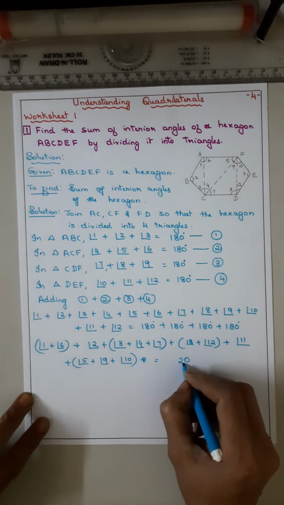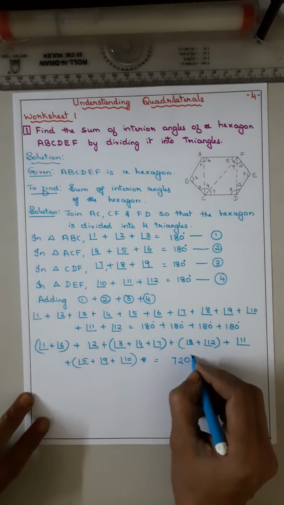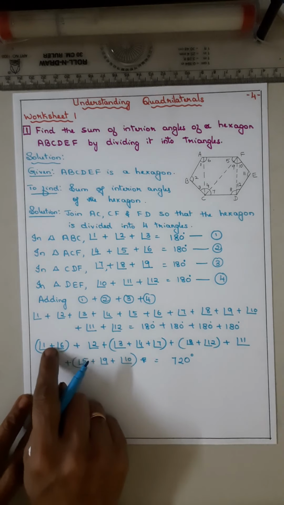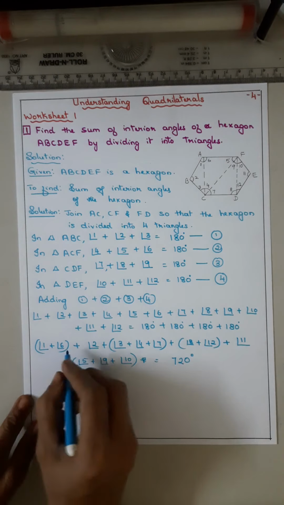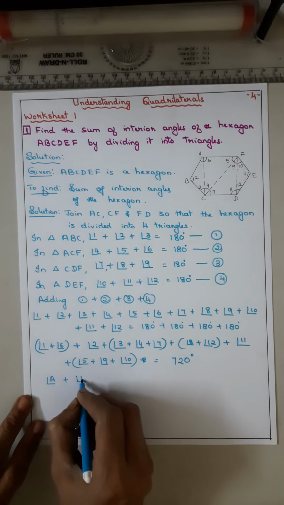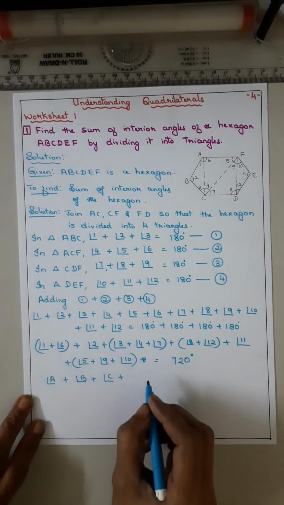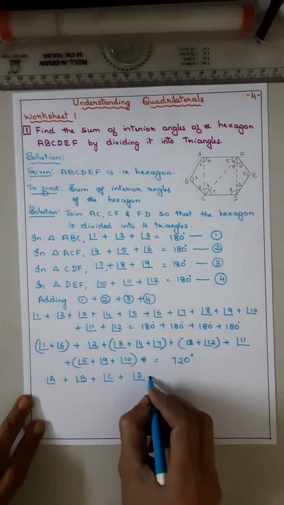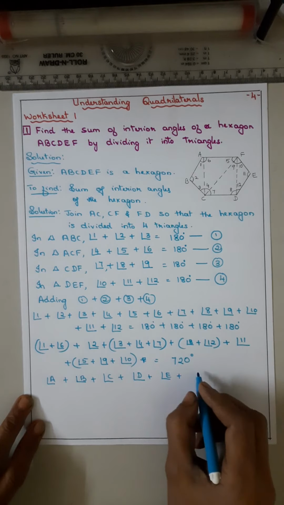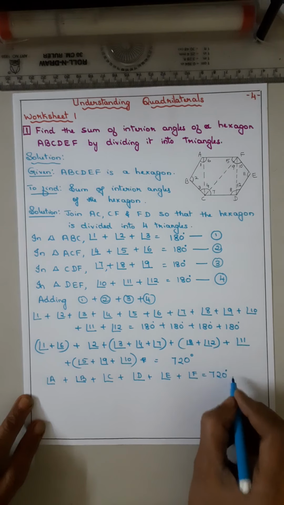4 eights are 32, 3 in hand, 4 ones are 4, plus 3 is 7. So you got 720 degrees. Now put the names. Angle 1 and 6 is angle A, angle 2 is angle B, angles 3, 4, 7 is angle C, 8 and 12 is angle D, 11 is angle E, and 5, 9, 10 is angle F, equal to 720 degrees.